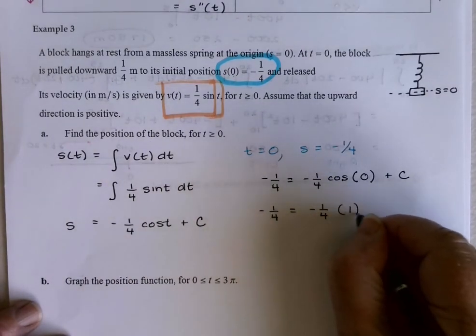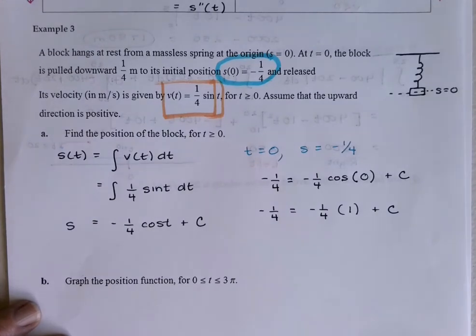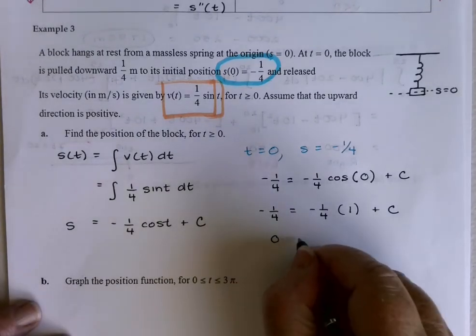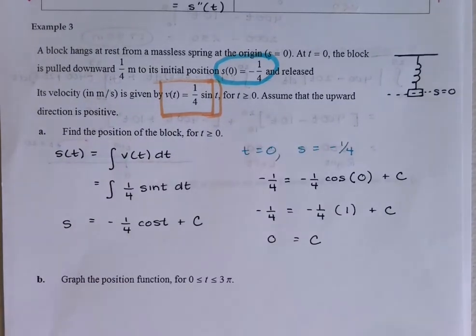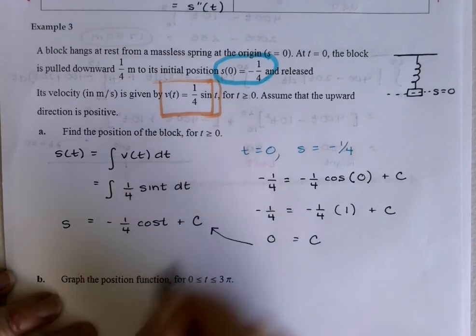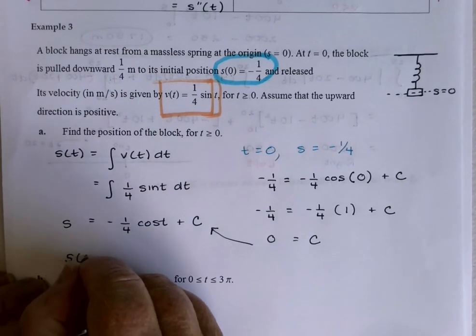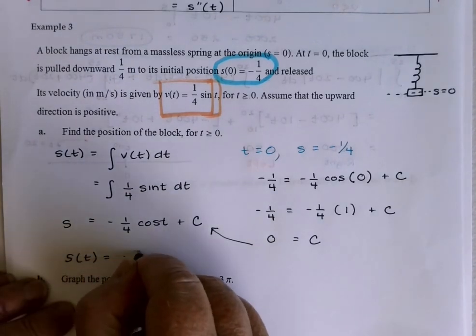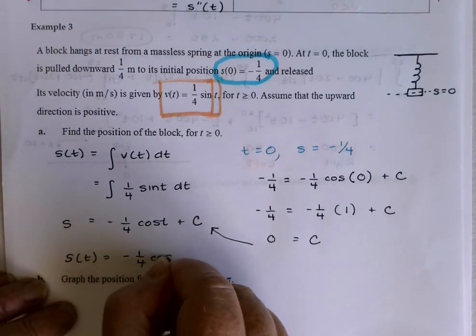Cosine of 0 is 1. So in this particular case, c turns out to be 0. But it doesn't always, right? Just this particular case it does. So if I plug that in here, my final equation for s of t is just negative 1/4 cos t.